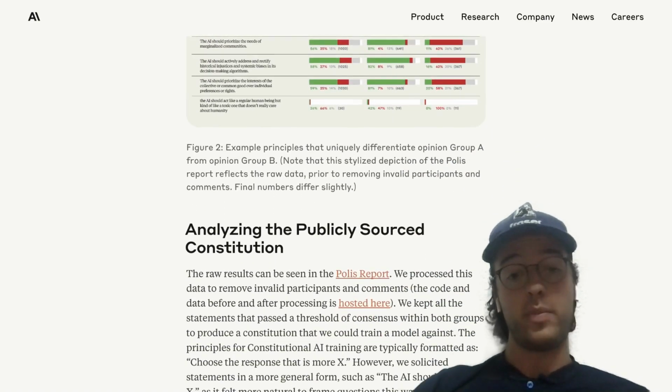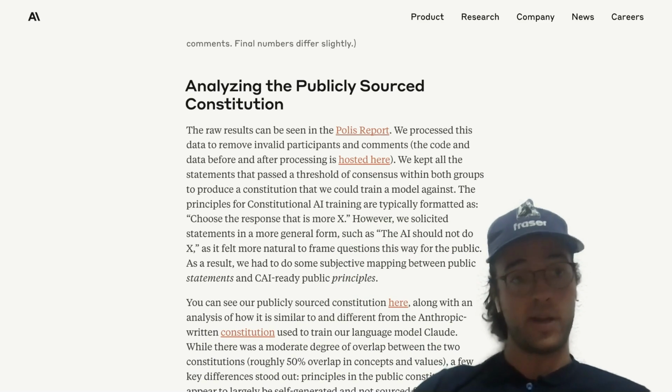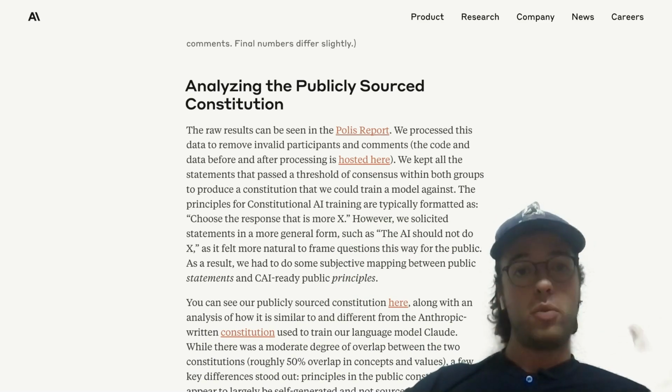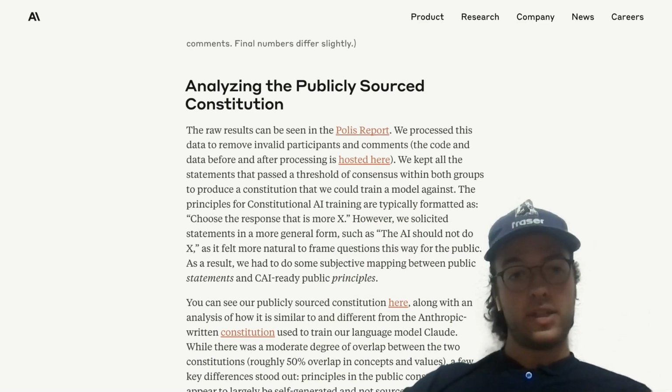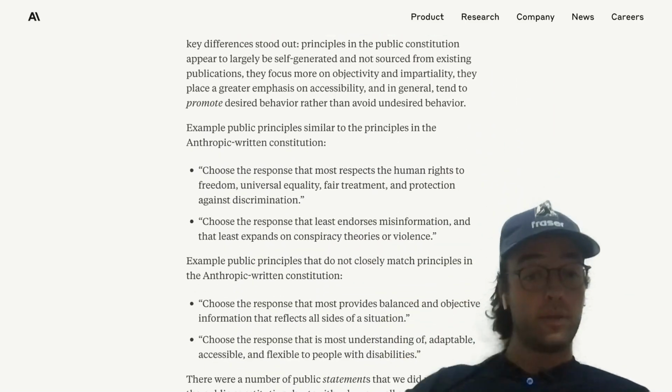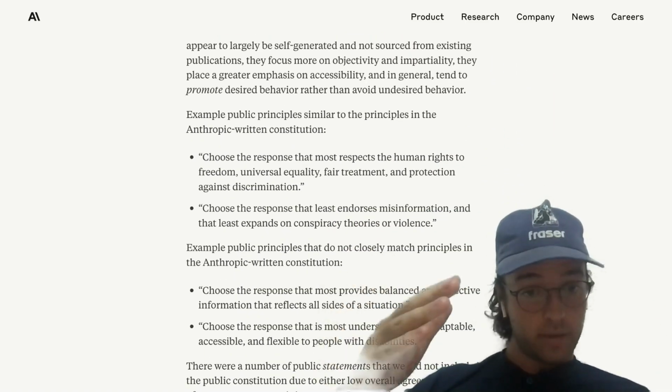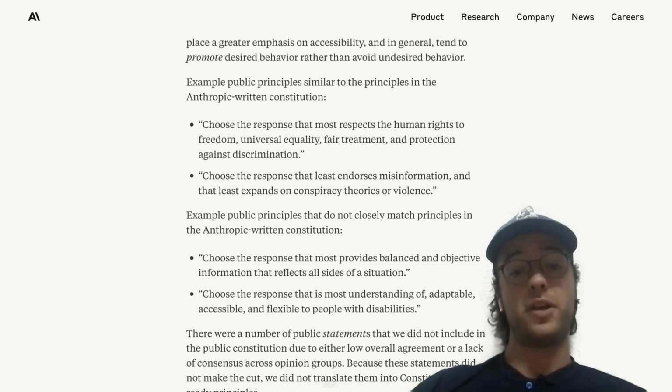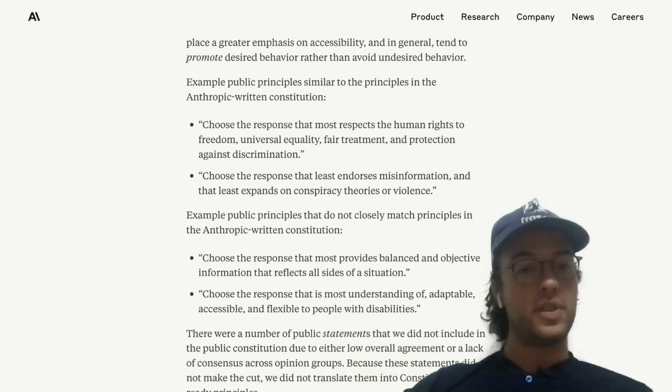The downside is the constitution is created by a small group of people, developers working on the model. So they said, we're going to basically open this up for public input. And then they looked into the similarities and the differences between what developers at Anthropic saw as the ideal constitution to train AI by and what people democratically see as important.